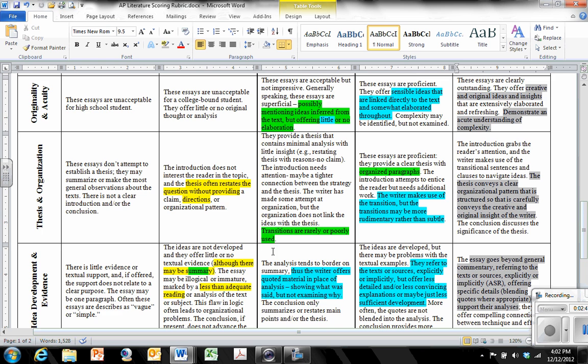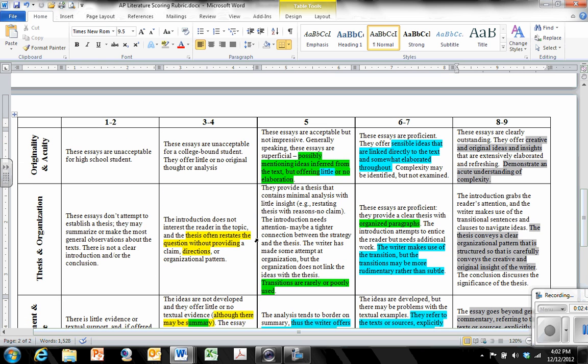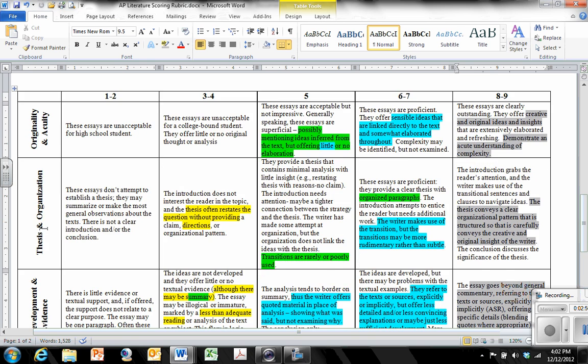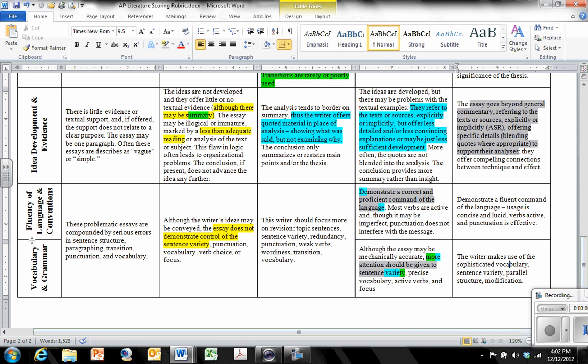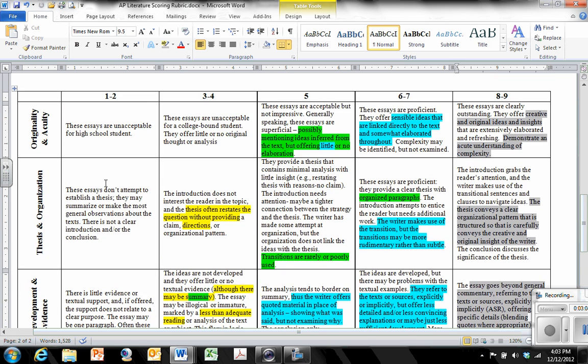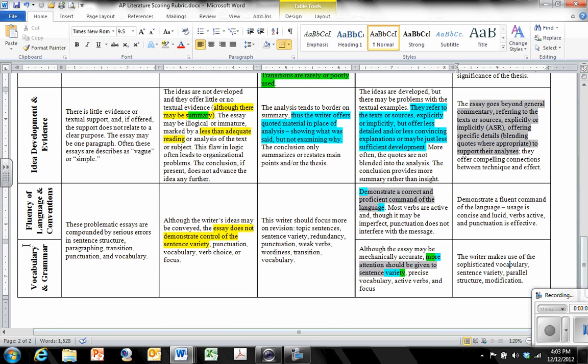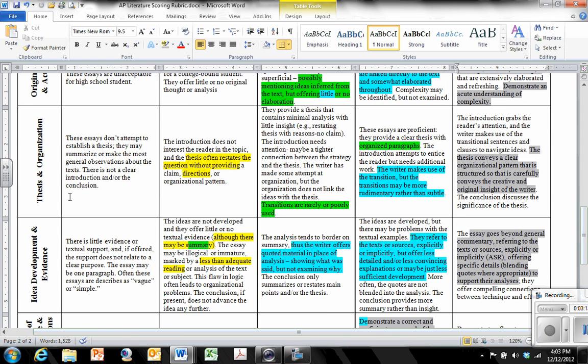On the back of the rubric, or the second page here, we have all of those things from the front of the rubric broken out into certain descriptors: originality and acuity, thesis and organization, idea development, evidence, fluency of language and conventions, vocab and grammar. The importance of these doesn't really go from top to bottom, though I would say vocab and grammar and language and conventions are the least important. The most important are probably going to be the two in the middle, thesis and organization and idea development.